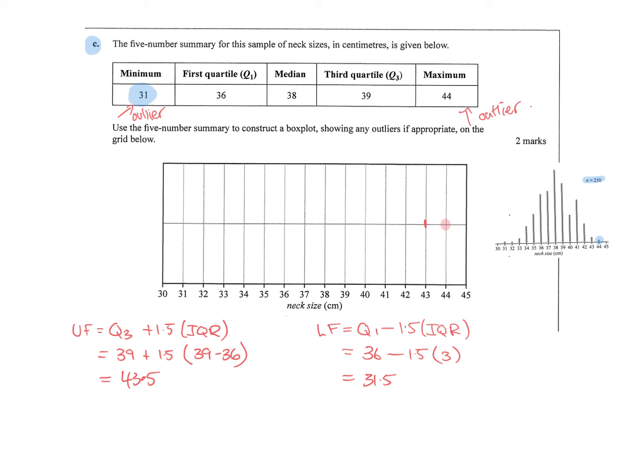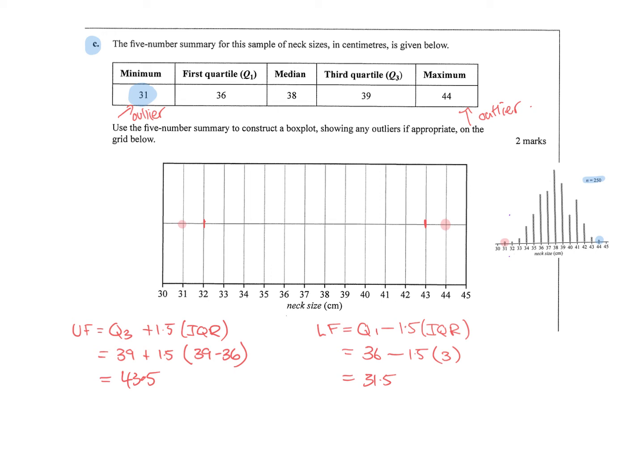Okay, so then if I look down the other side, we've only got one outlier at 31 because that's the only one under. So I would draw an outlier at 31. Now my next value is at 32, so my whisker will go to 32.